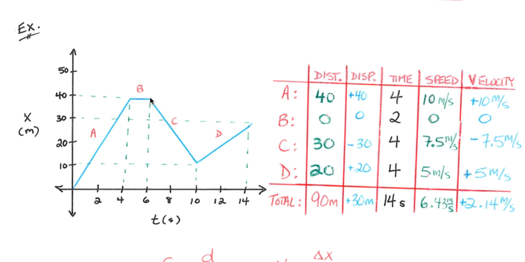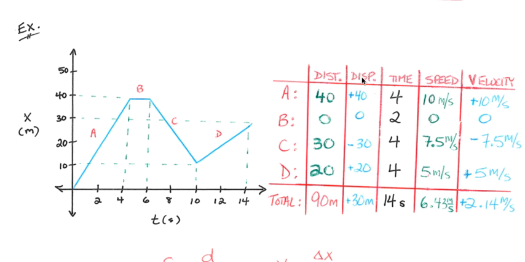I then go from 40 down to 10. My distance is 30. And finally, I go from 10 up to 30, so I go on a total distance of 20. If I add all of these up, my total distance for the whole thing will be 90 meters. After completing this motion, I will have gone 90 meters. Hopefully this makes sense based on the earlier descriptions of how to find distance.